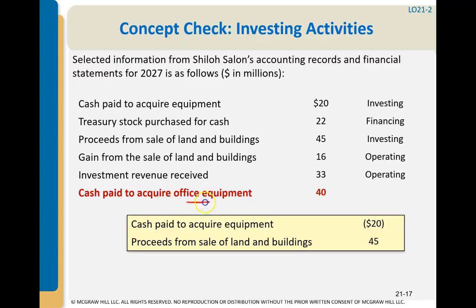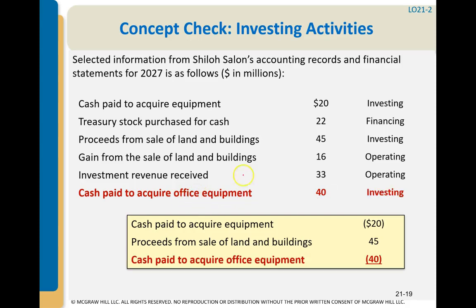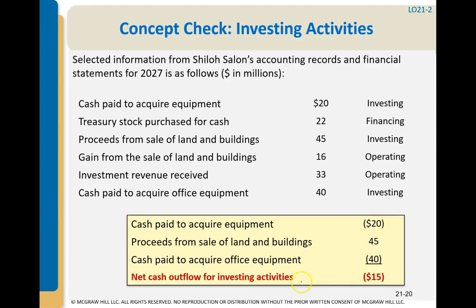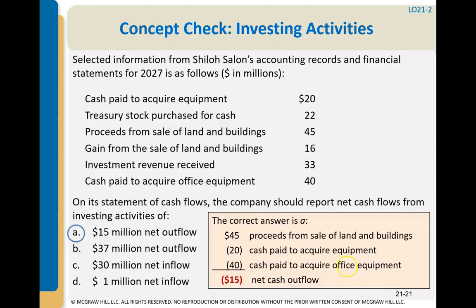Cash paid to acquire office equipment. Well, if we paid cash, it's going to be an outflow. And office equipment is a long-term asset, so we'll be investing. And so we will put it in our investing activities, cash paid to acquire office equipment. Here's my negative $40. And so my net cash outflow for investing activities is a net outflow, or oftentimes you'll say net cash used is what it might say, is a negative $15.